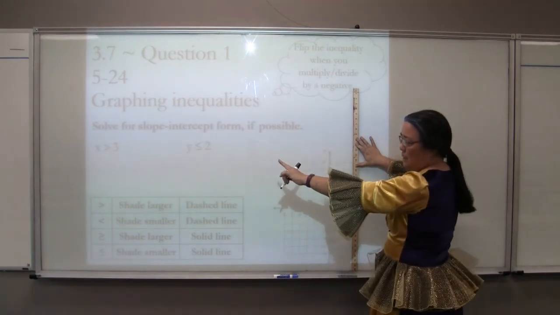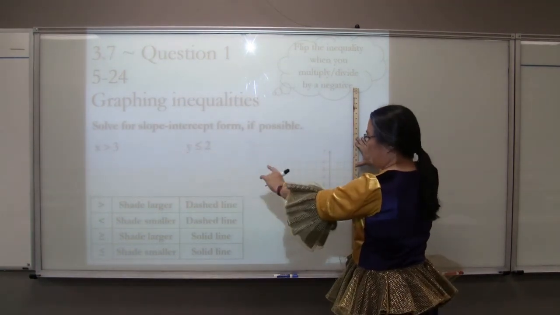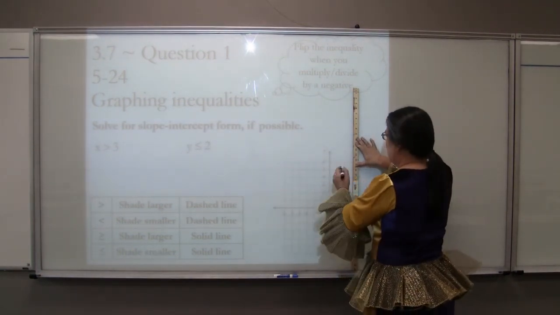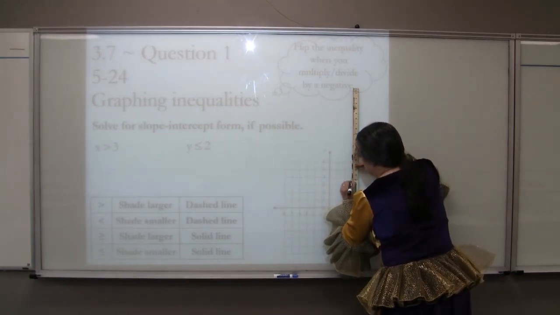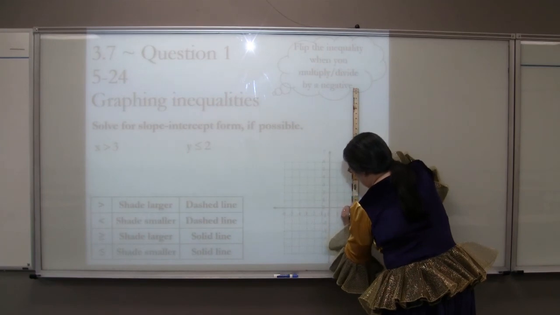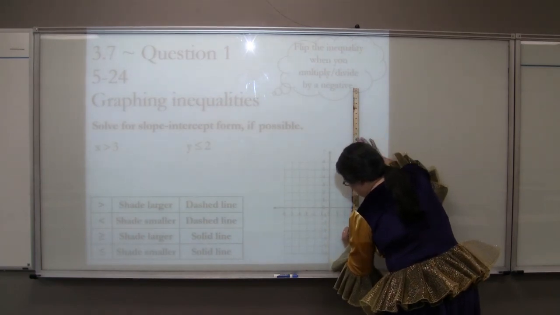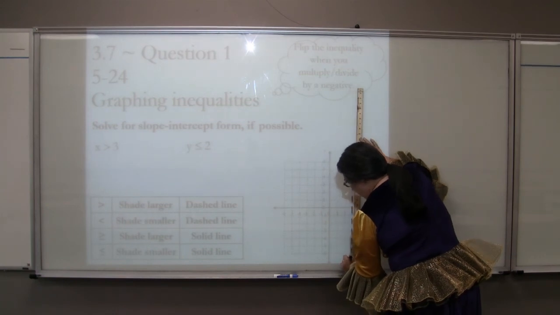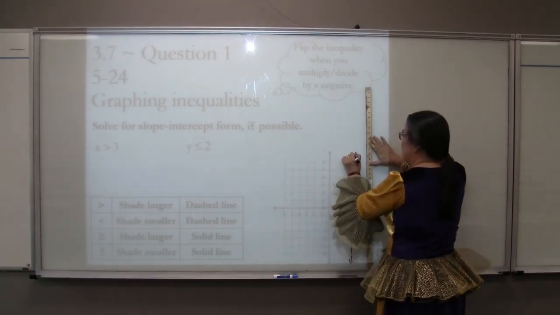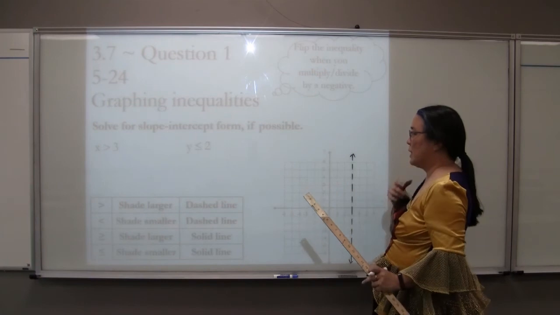But let's look at this inequality. It says greater than. Greater than says shade larger and use a dashed line. Why is it a dashed line? It's a dashed line because it is not equal to. So some people say dotted line, but I don't know about you, I'm not going to make a whole bunch of dots. So there's my dashed line, and we have to shade greater than 3.